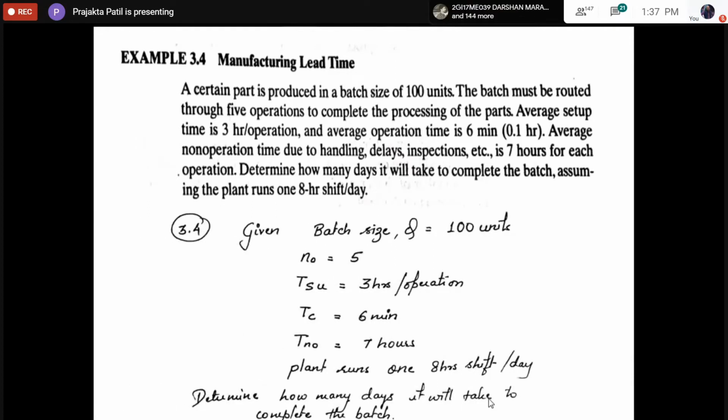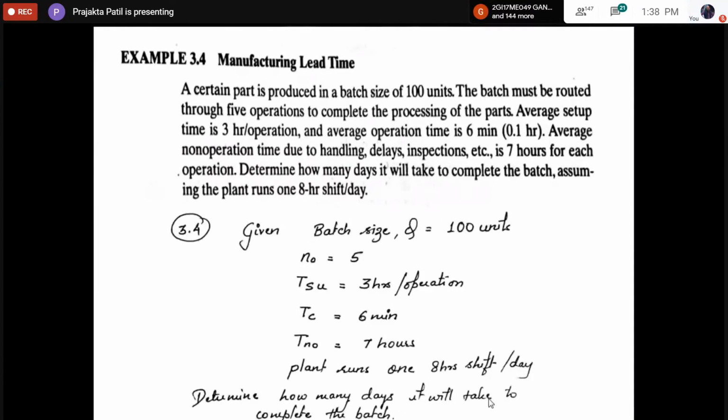This is the data that has been given already in the problem statement. You have batch size Q equals 100 units. The batch must be routed through 5 operations, that is N0 equals 5. TSU is 3 hours per operation, that is the average setup time. TC, that is the cycle time, or we can call it the operation time, is 6 minutes, which is equivalent to 0.1 hour. And the non-operation time is 7 hours.